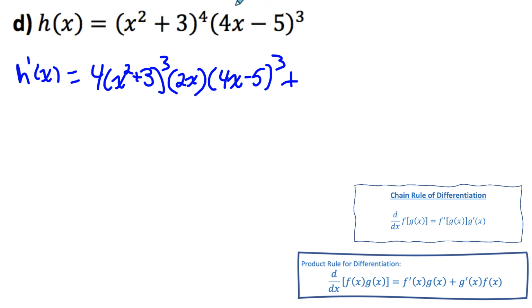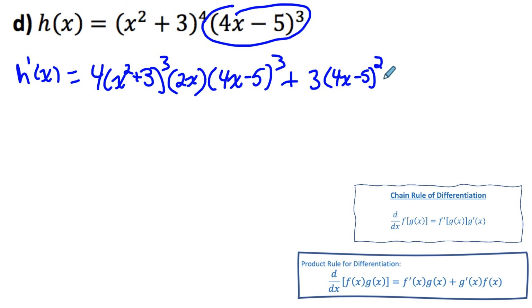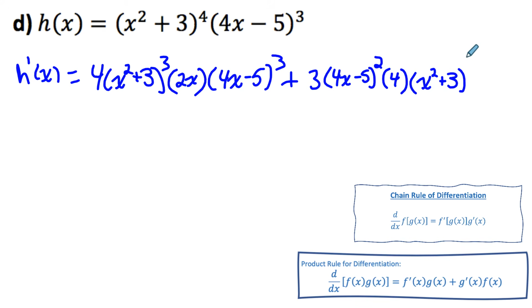Plus, now I have to do the derivative of the second function, which would be 3, keep the base, reduce the exponent by 1, multiplied by the derivative of the inside function, that's chain rule, and then multiply that by the first function, because that's what product rule tells us to do. So multiply that by x squared plus 3 to the 4.